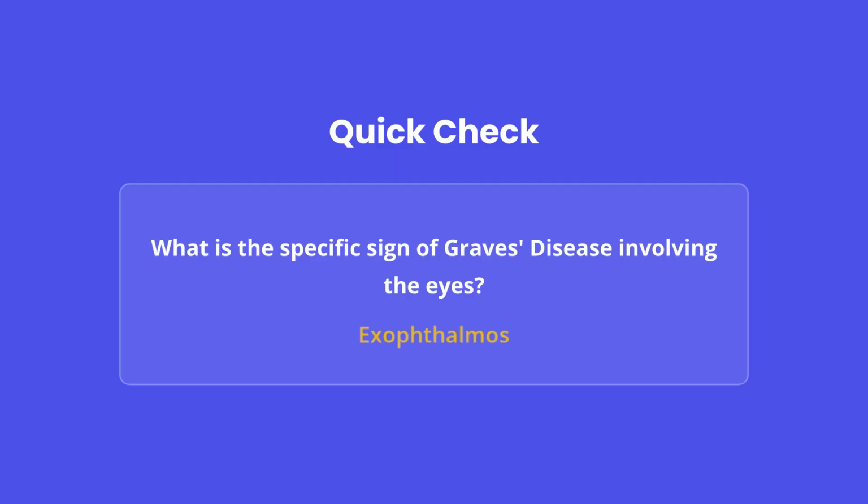Quick check. What is the specific sign of Graves' disease involving the eyes? The answer is exophthalmos, or bulging eyes.